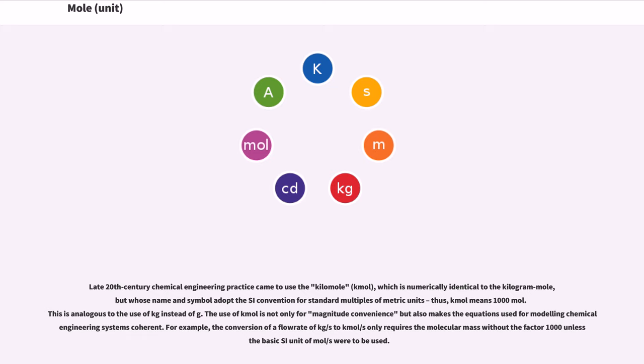Late 20th century chemical engineering practice came to use the kilomole, kmol, which is numerically identical to the kilogram mole, but whose name and symbol adopt the SI convention for standard multiples of metric units. Thus, kmol means 1000 mol. This is analogous to the use of kg instead of g. The use of kmol is not only for magnitude convenience but also makes the equations used for modeling chemical engineering systems coherent. For example, the conversion of a flow rate of kg/s to kmol/s only requires the molecular mass without the factor 1000 unless the basic SI unit of mole per second were to be used.